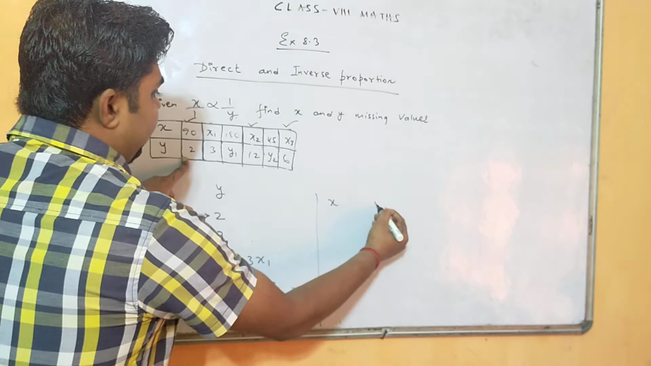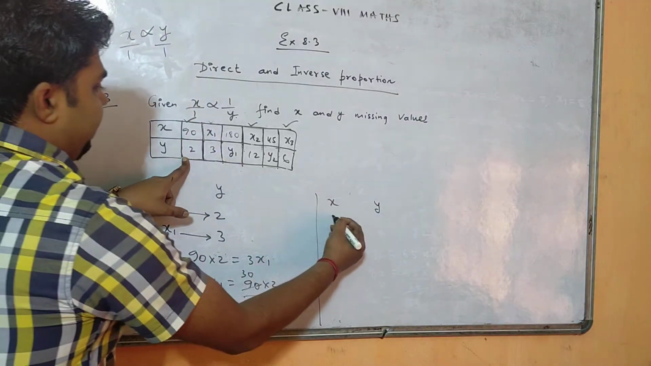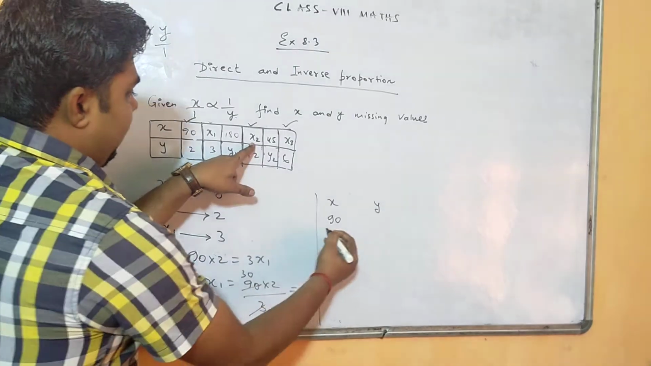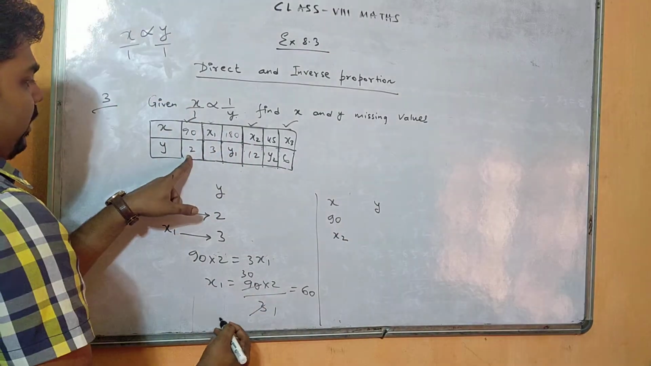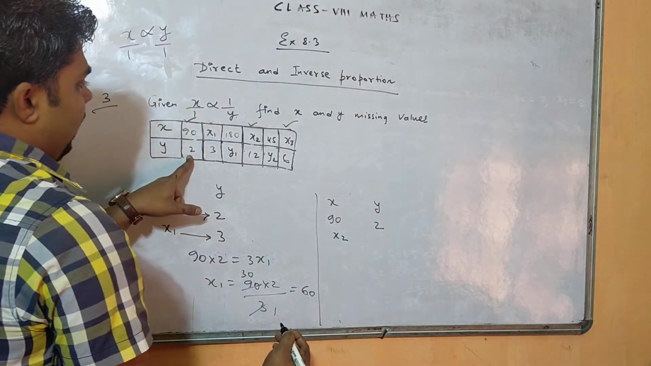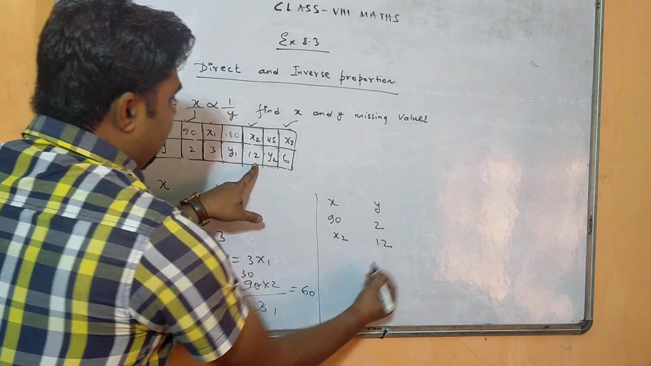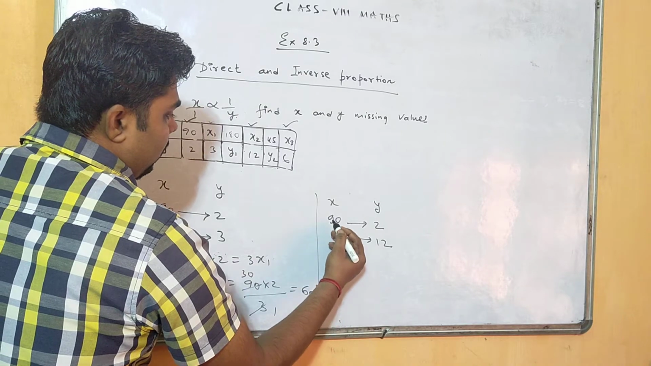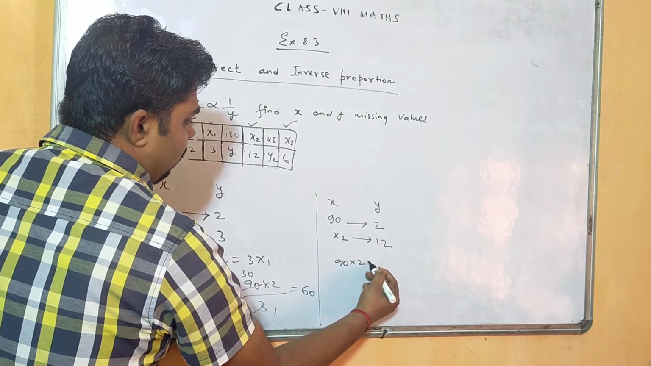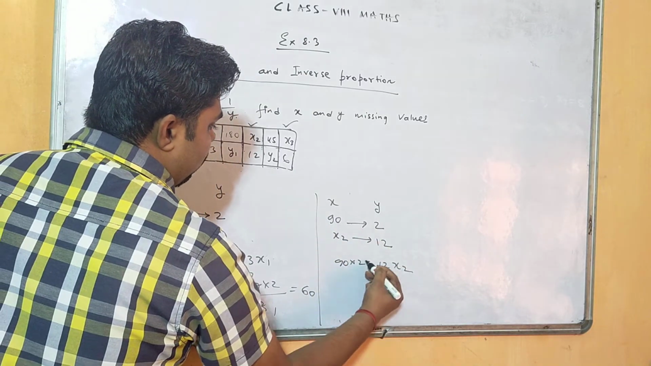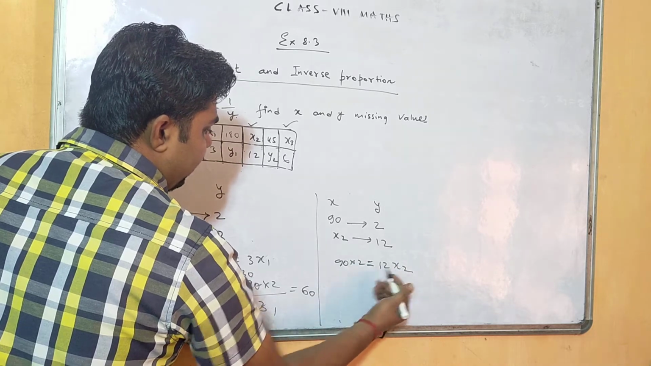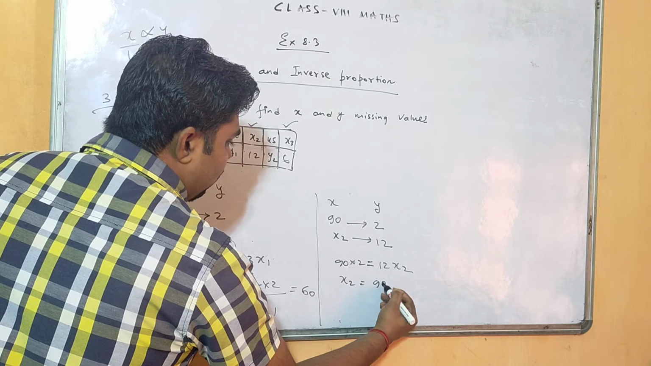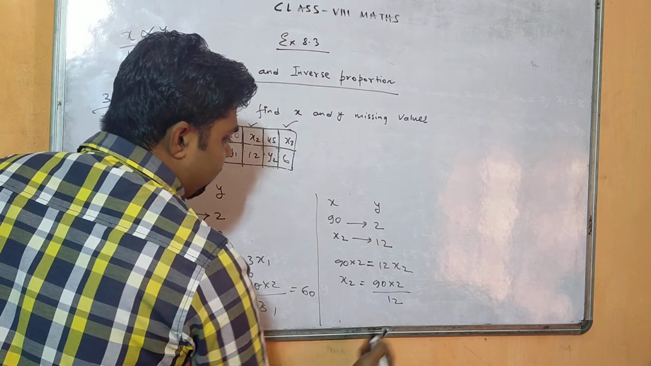So again we will be writing x and y. In x, what will I write here? 90, and x2. In y, what will we write here? 2 and 12, right? Again direct multiply. So 90 into 2 equals 12 into x2, or x2 can be written as, this 12 will come down, so I am writing it on the right hand side. So 90 into 2 by 12.